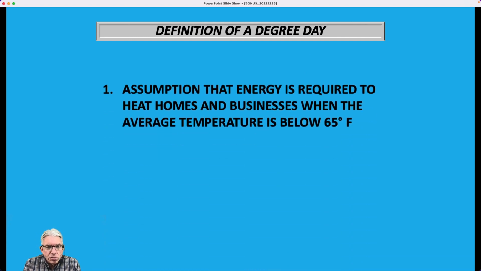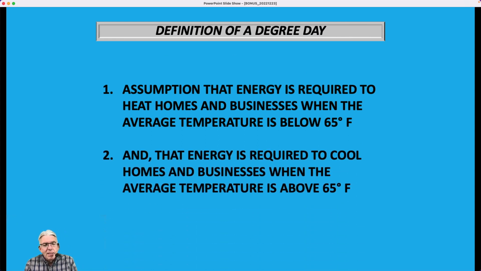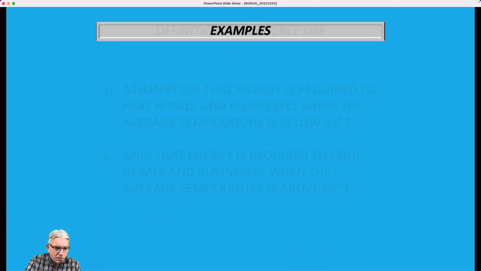The assumption is that energy is required to heat homes and businesses when the average temperature is below 65 degrees Fahrenheit. And when I say average temperature, that means the average between the high and the low for a given day. So if the high is 50 and the low is 30, the average temperature is 40, and you look at the difference between that and this base temperature of 65. And energy is required to cool homes and businesses when the average temperature is above 65 degrees Fahrenheit.